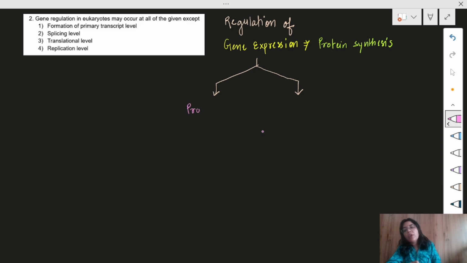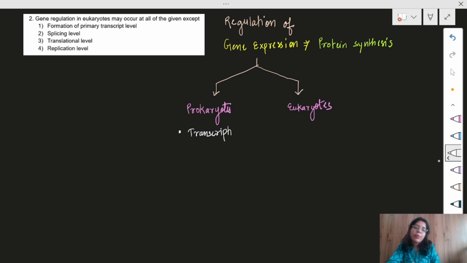It is there in prokaryotes also, and it is there in eukaryotes also. Which kind of regulation exists in prokaryotes? Only one. It is at the transcription level. Simply, if you can increase or decrease the synthesis of your messenger RNA, you can increase or decrease the synthesis of protein also, right?